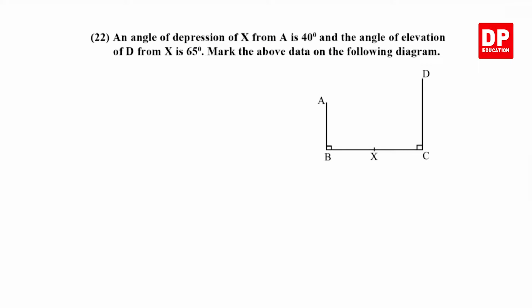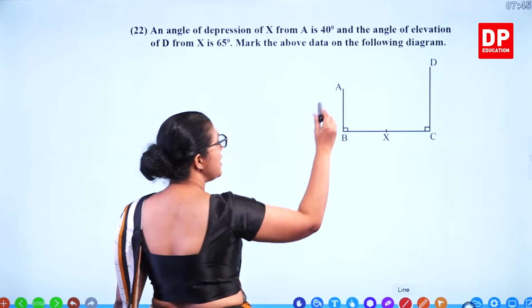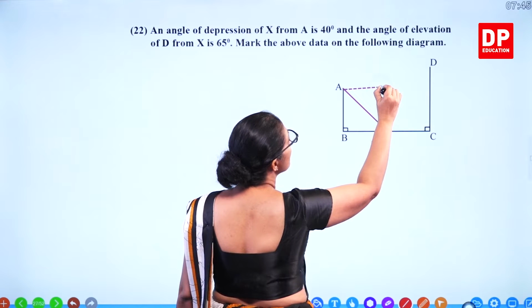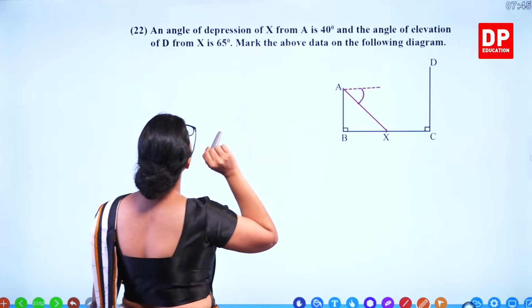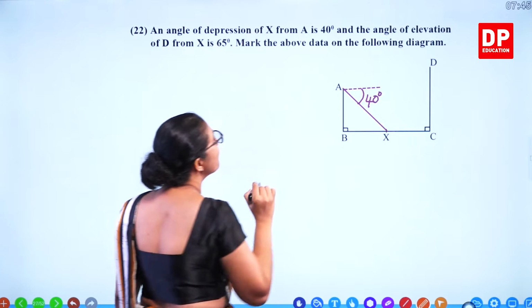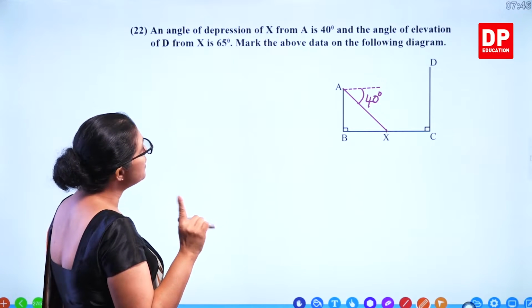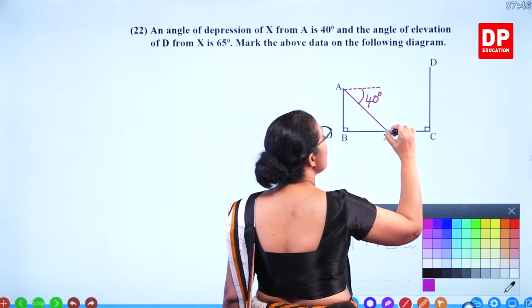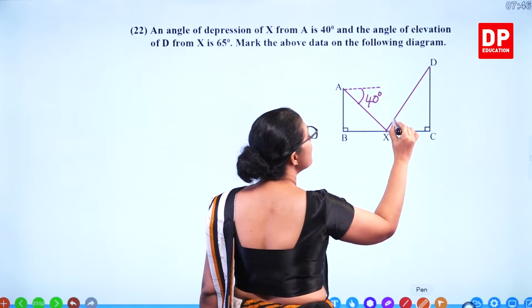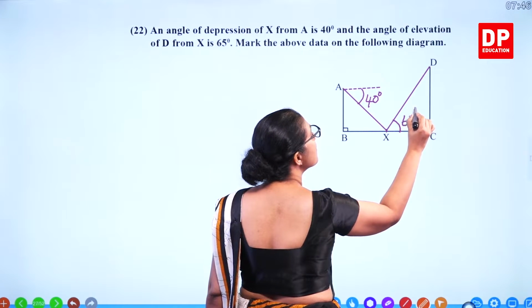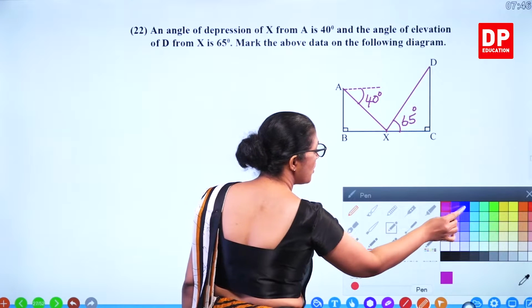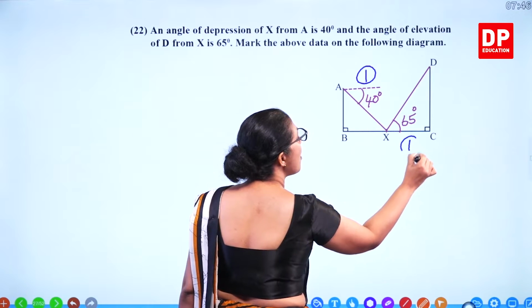Question number 22. An angle of depression of X from A is 40. So how can you mark that? Angle of depression means always from the horizontal line. So this angle is given. Angle of depression is 40 degrees. Then it says angle of elevation of D from X is 65. Mark the above data on the following diagram. Now you can mark the angle of elevation. So what's that angle? This angle is given, 65 degrees. So we mark angle of depression and angle of elevation. So we can give 1 mark for this and 1 mark for this step.